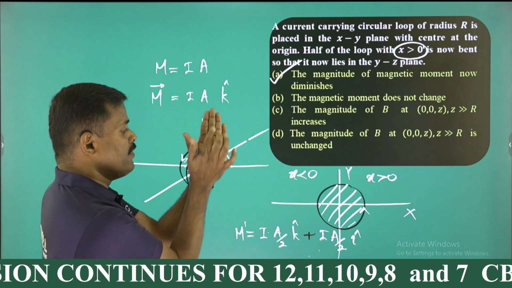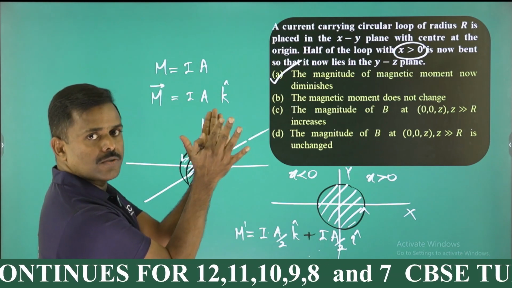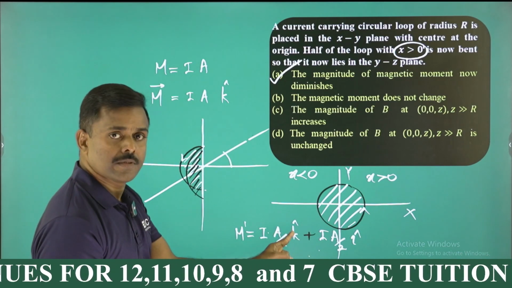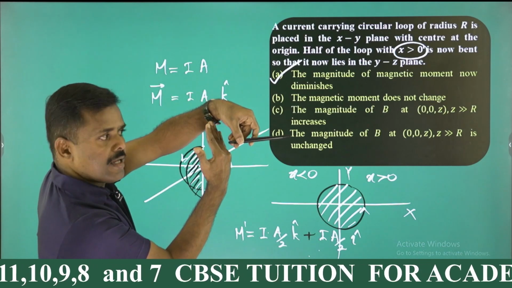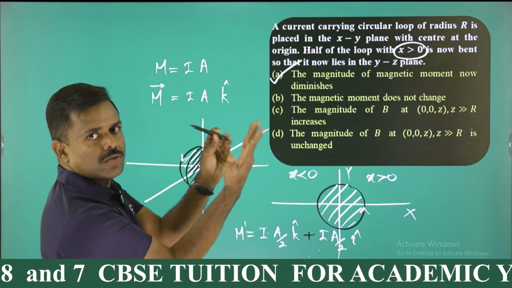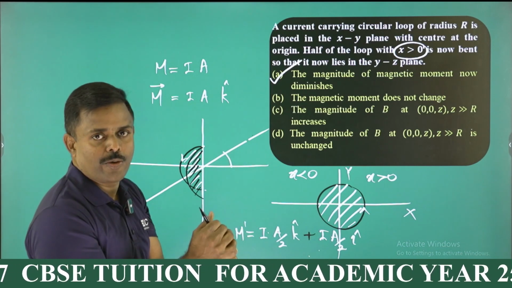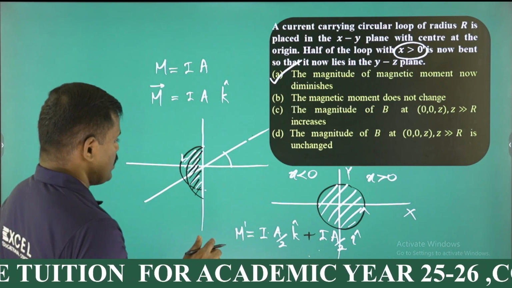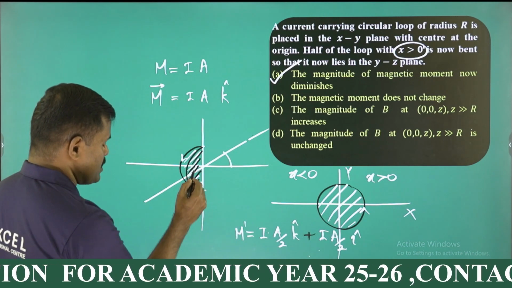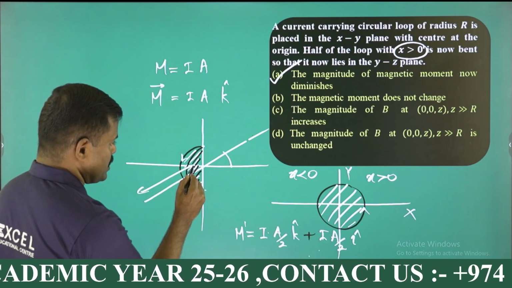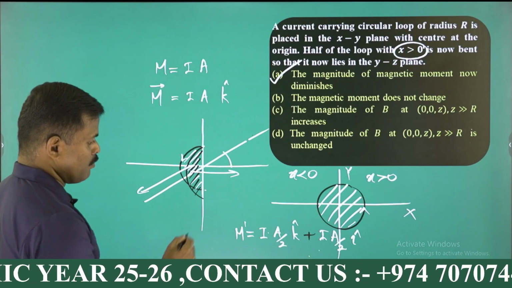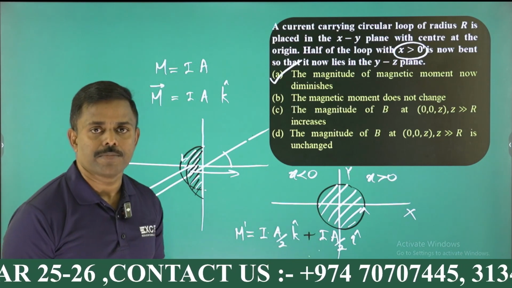So for this half, the magnetic moment is still coming out. That is why K cap. For the other half, the magnetic moment is on the x-axis, either I cap or minus I cap. Both are fine. We are looking at the magnitude only. For this one, the magnetic moment is coming out of the board. For this one, the magnetic moment is going to the right. So one part is K cap, the other part is I cap.